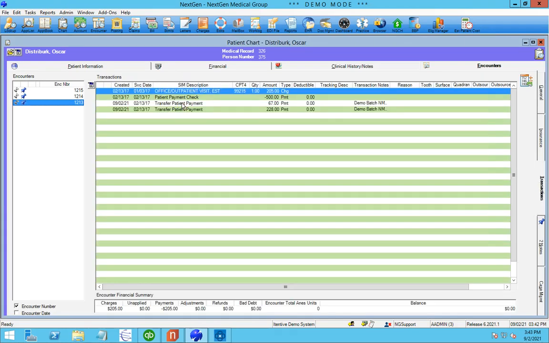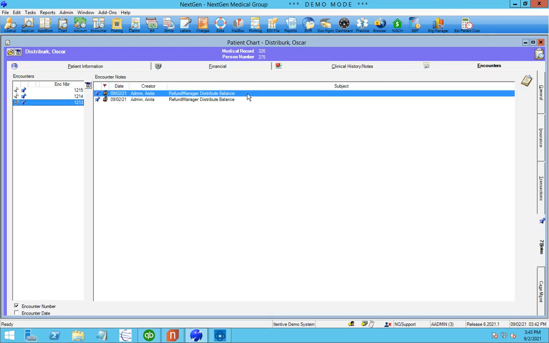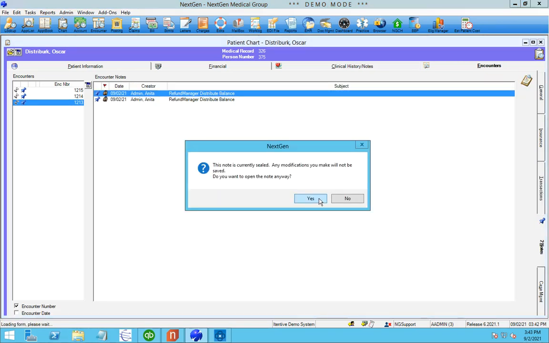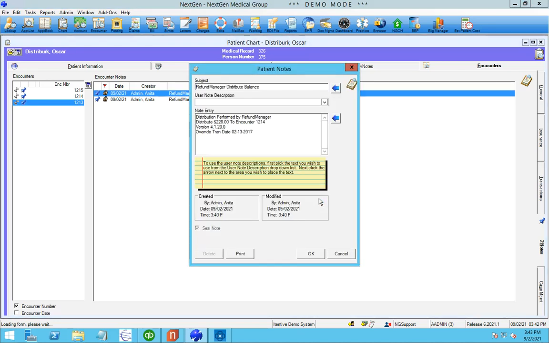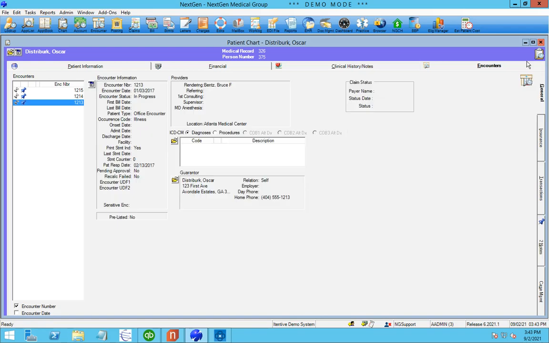So I'm looking at 1213. Here's our transfers. It's saying what batch it was put in, where it came from, where it's going to. And for each of these, because this was the source one and there were two of them going out, it created encounter notes. And it also did the same on encounter 1214 and 1215. So this documentation also happens automatically on your behalf.